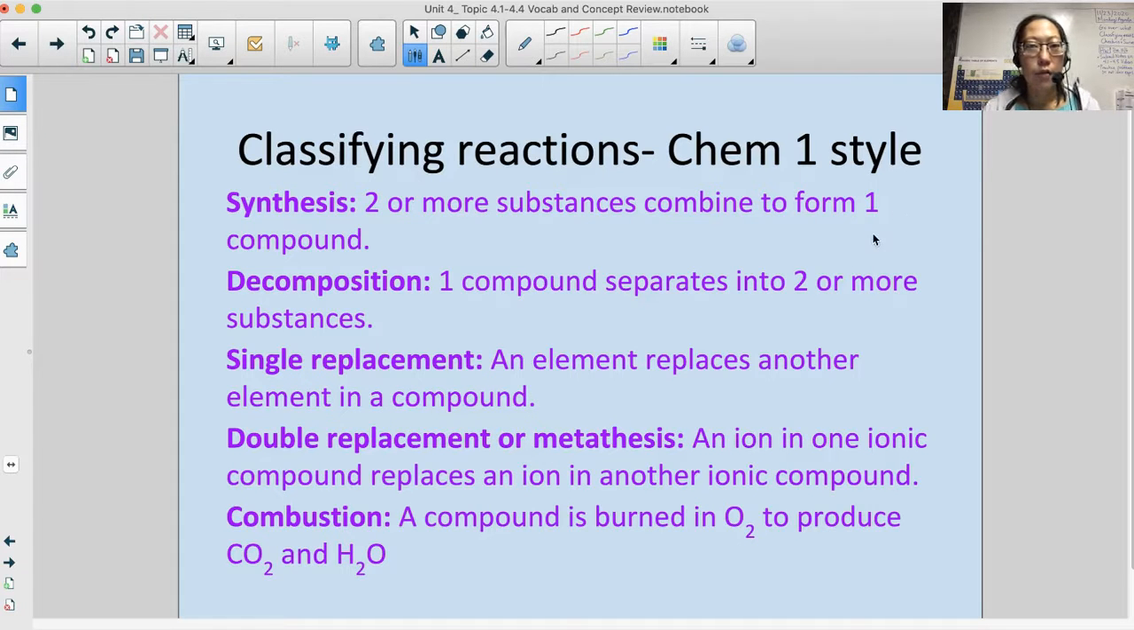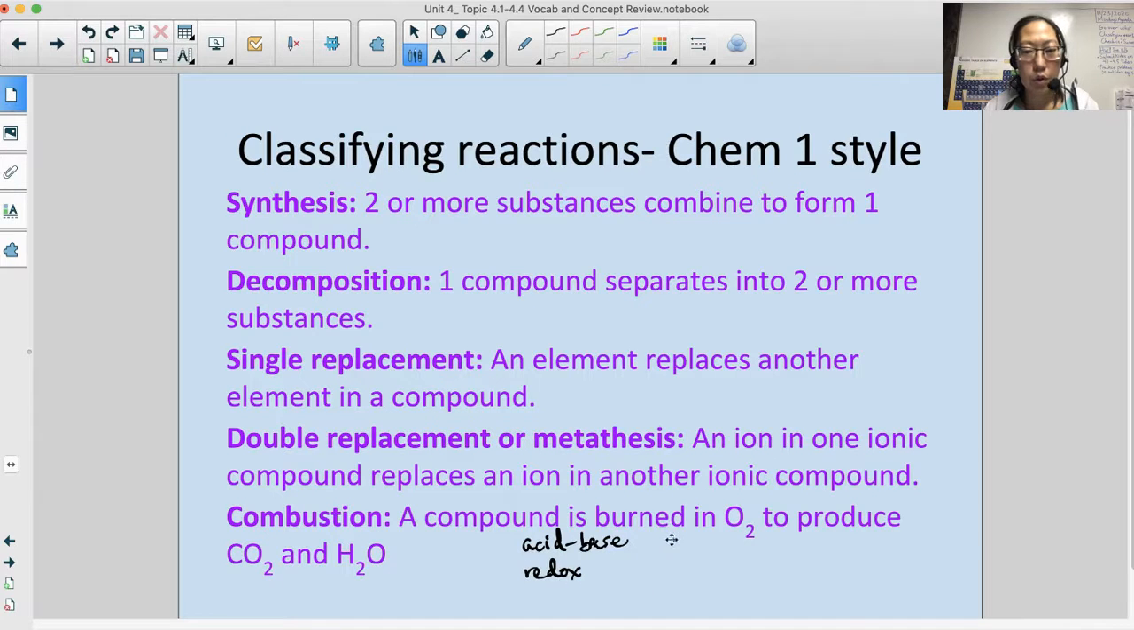Here are our 5 types of reactions from Chem 1: synthesis, decomposition, single replacement, double replacement, and combustion. Now, in this unit, we're also going to be classifying things a different way, which we will talk about. We will also classify things as acid-base reactions. We will also look at redox reactions. These are reduction-oxidation reactions. So those are two things that will come up.